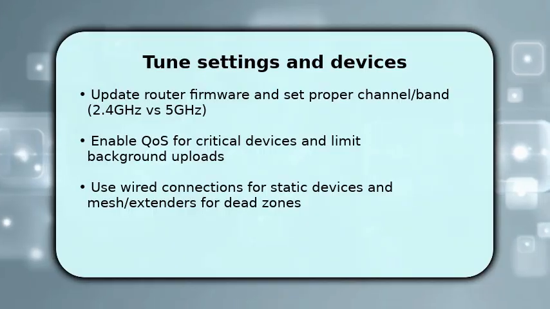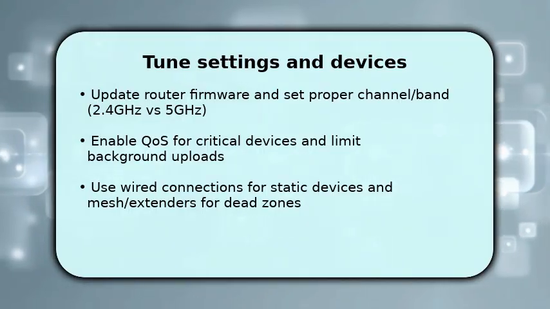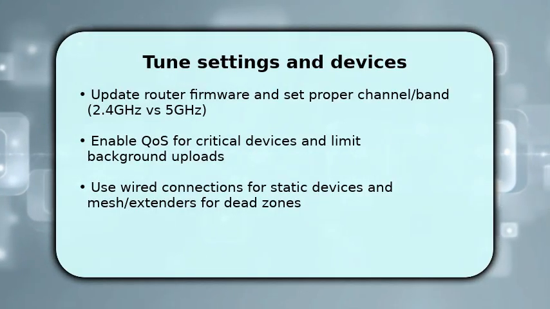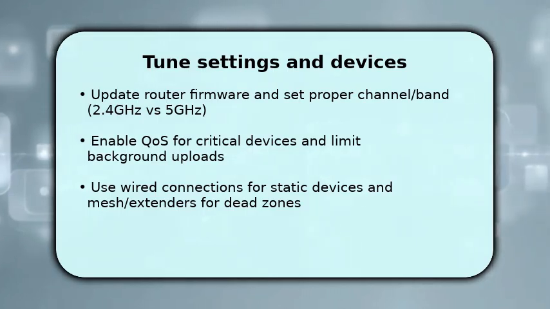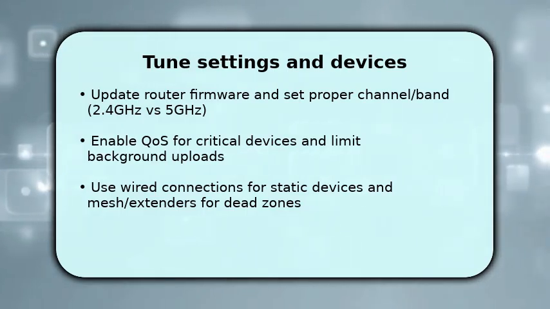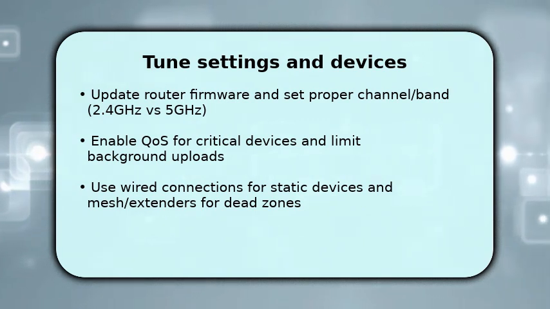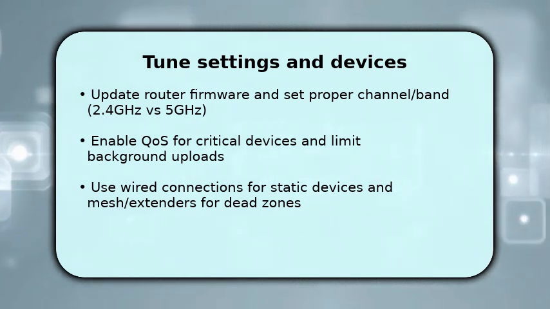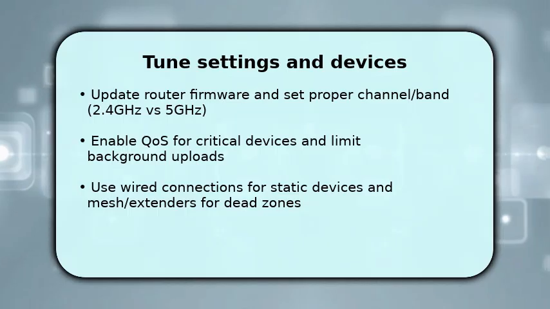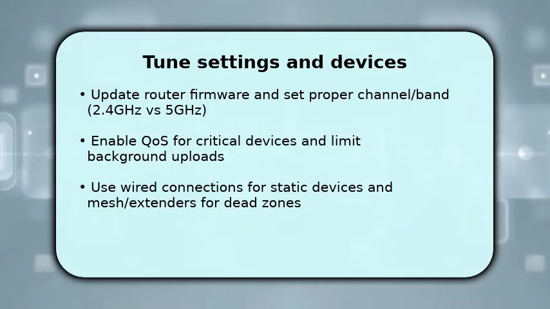Configure QoS to prioritize work devices or streaming, throttle heavy background uploads. Make wired Ethernet the default for TVs or desktop PCs, and add a mesh or a wired extender for persistent dead zones. These changes directly reduce contention and stabilize throughput across devices.